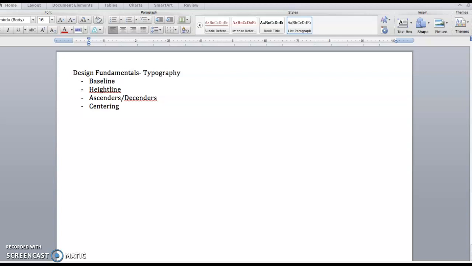Okay, we're going to go over a few basic design fundamentals when it comes to typography or designing letters. Now, the first one is starting with a baseline.